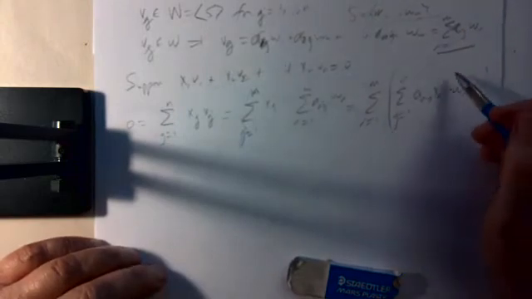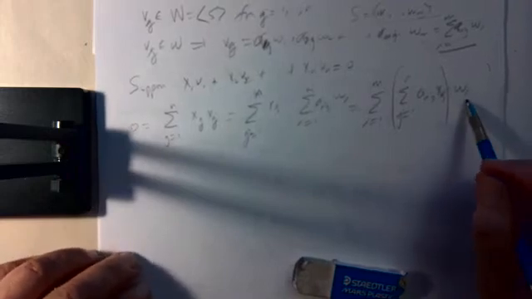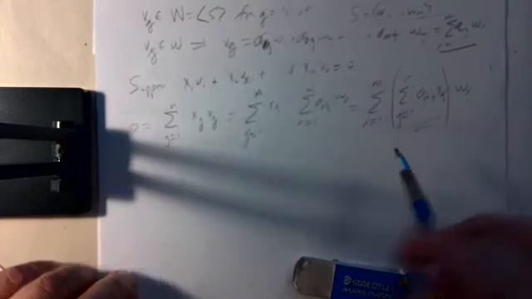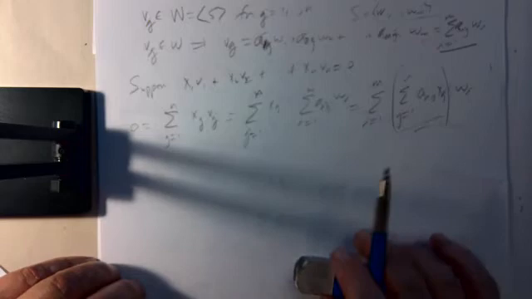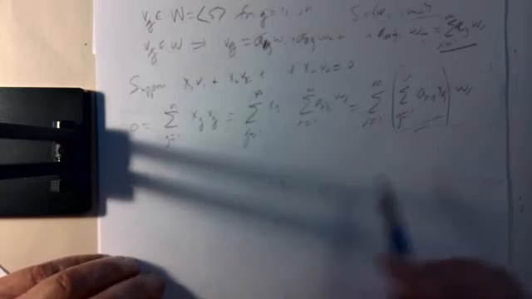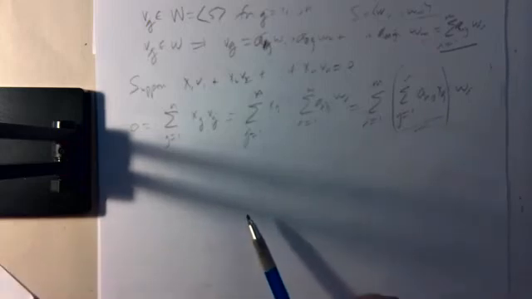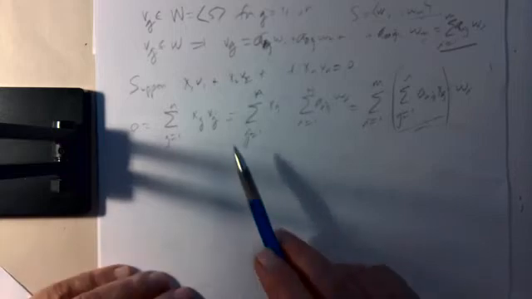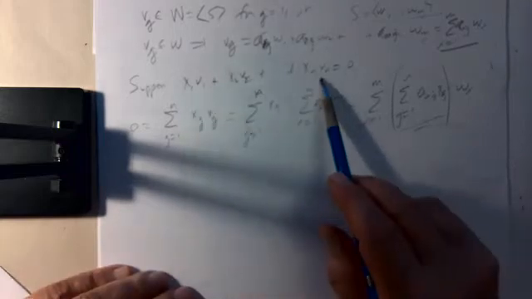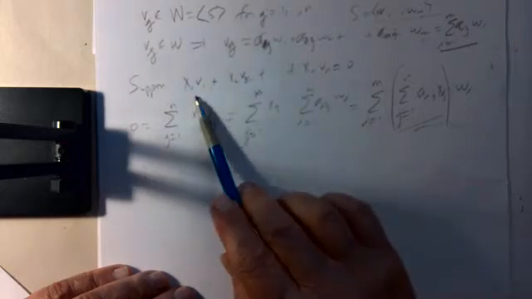Wi. This is a linear combination of W1 up to Wm with these as coefficients. And I want to know if all the x's have to be 0. If there's some choice of x's which are not all 0, then these vectors are linearly dependent, and that's what I want to prove.